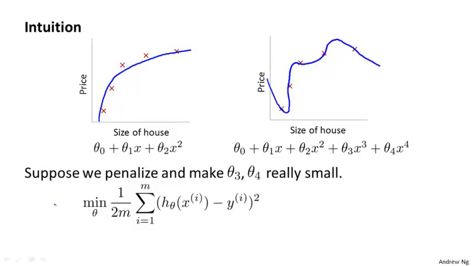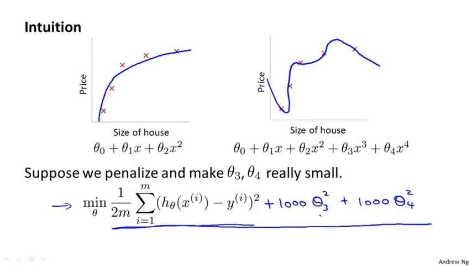Here's what I mean. Here's an optimization problem where we minimize our usual squared error cost function. Let's say I take this objective and I modify it and add to it plus 1000 theta 3 squared plus 1000 theta 4 squared. 1000 I'm just writing down as some huge number. Now, if we were to minimize this function, the only way to make this new cost function small is if theta 3 and theta 4 are small, right? Because otherwise, if you have 1000 times theta 3, this new cost function is going to be big.